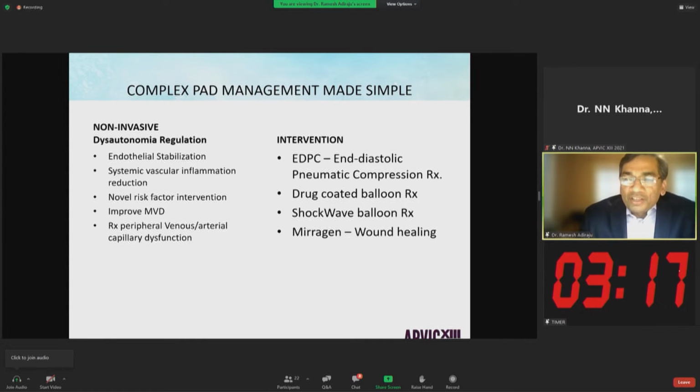Mergen is a wound healing bioactive glass polymer that we've been using along with the end-diastolic compression to really help angiogenesis and distal disease management in these patients, which is a non-invasive intervention.